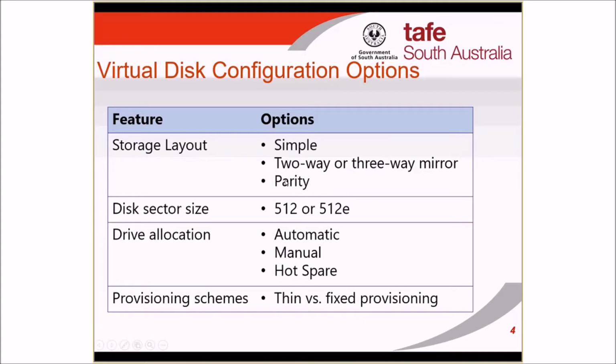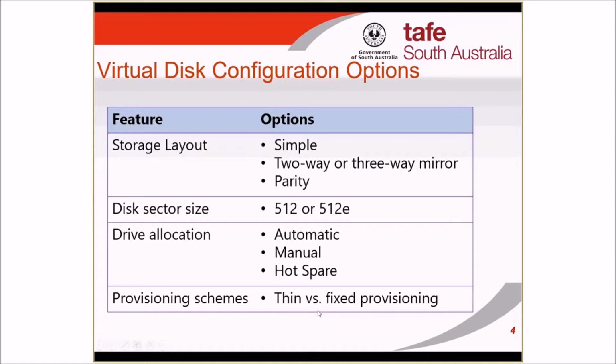Just like we spoke about the other day, the mirror protects data by storing it at least twice. The parity generates a parity bit, which allows us to calculate what the missing hard drive is if we do have a failure. So this still works in that way. The disk cluster size is 512 or 512e, and the drive allocation can be automatic. You can tell it to automatically select the drives that you have and allocate accordingly, or you can manually allocate the drives according to how you want to configure it.